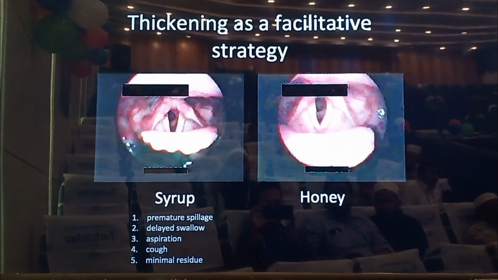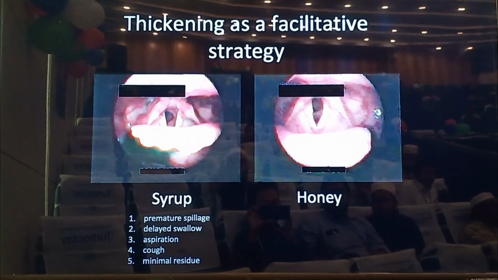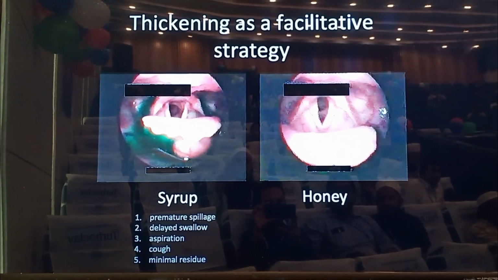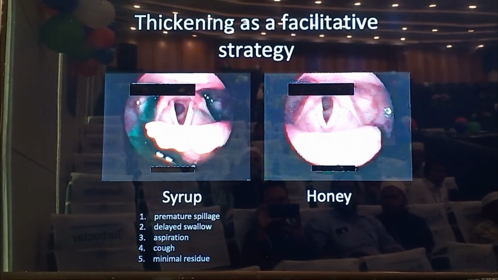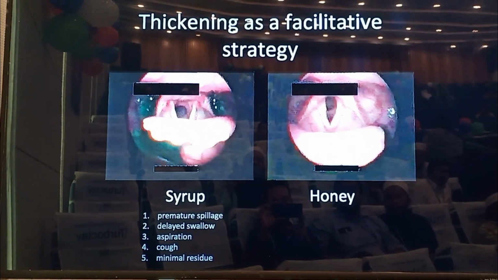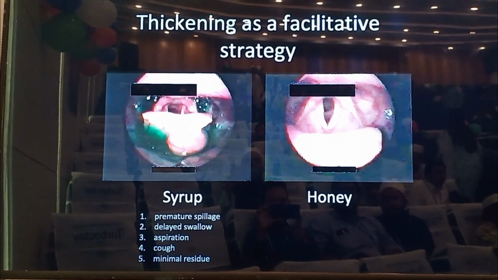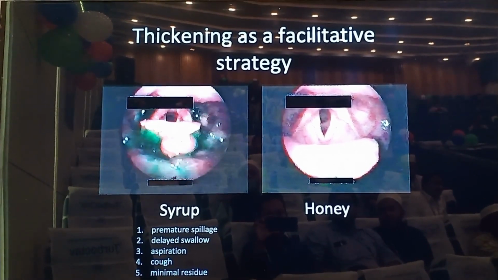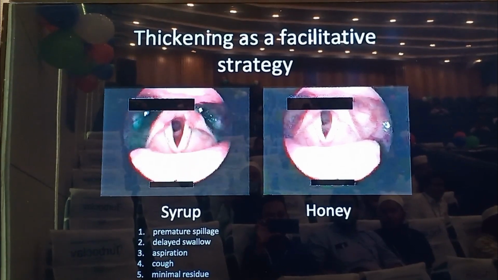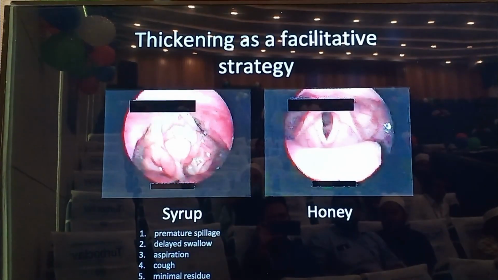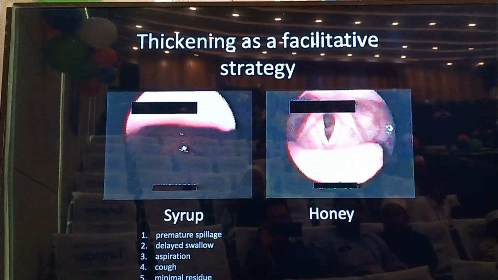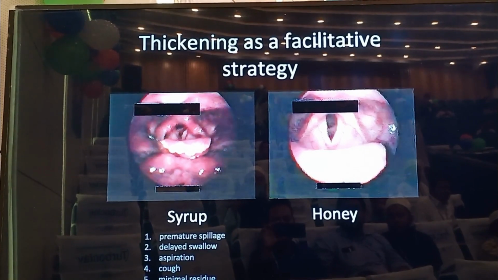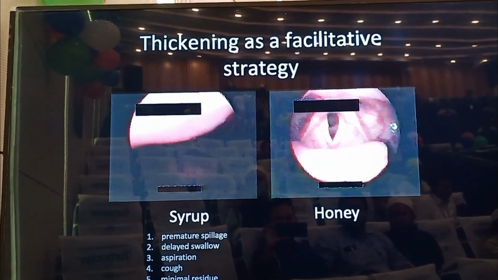Yes. Okay, so this is just to demonstrate the role of thickening as a facilitative strategy. This is a patient who had a stroke, and this patient is given thin liquids. In the video on the left, there is what we call premature spillage. So the liquid is going all the way down to the hypopharynx, and the swallowing still hasn't been stimulated. The patient still hasn't swallowed. And when they eventually swallow, what you'll see is that a lot of that liquid enters the laryngeal vestibule, and there is a risk of aspiration.